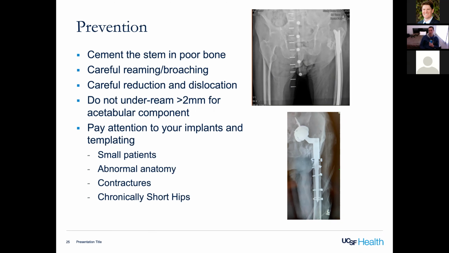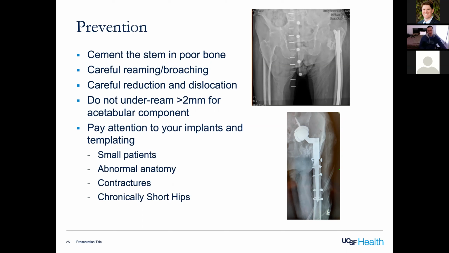I'll do that often in revision settings. In primary settings, if someone has really poor bone quality, I definitely have in the past. And I'll do that even if I'm planning on cementing, just to prevent the fracture with the broaching. Got it. Thank you.